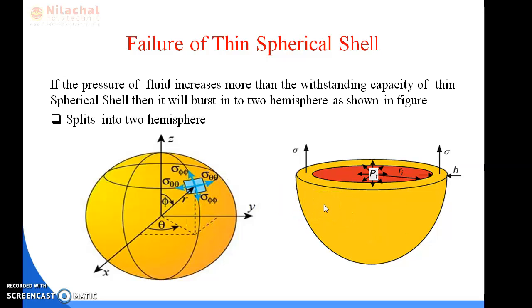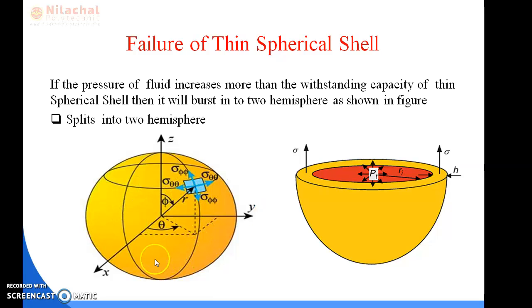Now, why does failure take place in the thin spherical shell? If the material that is used for the spherical shell is not withstanding the pressure of fluid inside it, then it may fail or it is split into two hemispheres.